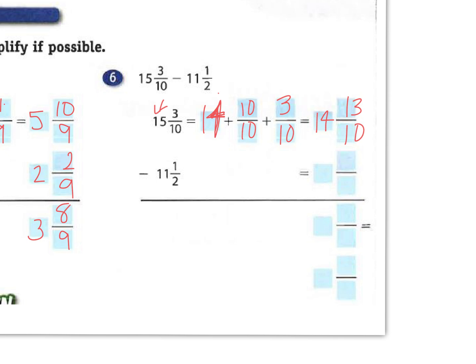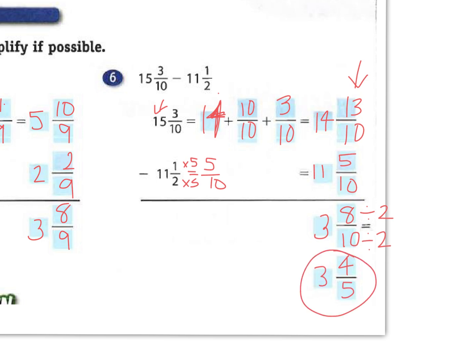Well, 11 1/2, we need to make that into tenths. So 2 times 5 is 10, 1 times 5 is 5. So then you have 11 and 5/10. So then we're going to subtract the fractions. 13 minus 5 is 8. So we have 8/10. 14 minus 11 is 3. 8/10 can be simplified. We can divide top and bottom by 2. So 8 divided by 2 is 4. 10 divided by 2 is 5. And we have 3. So our final answer is 3 and 4/5.